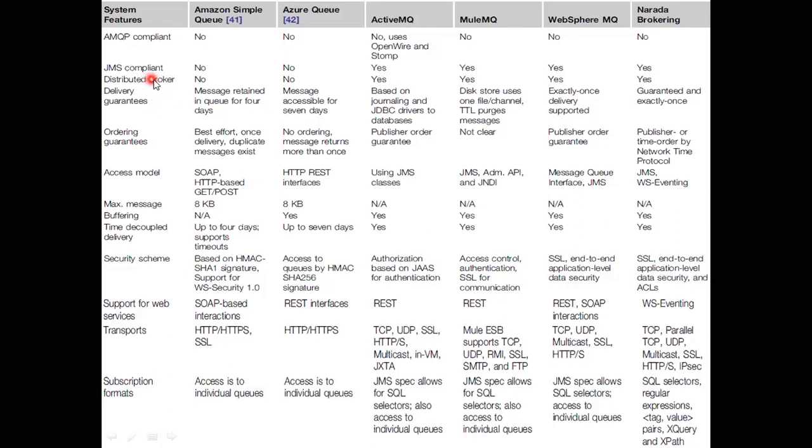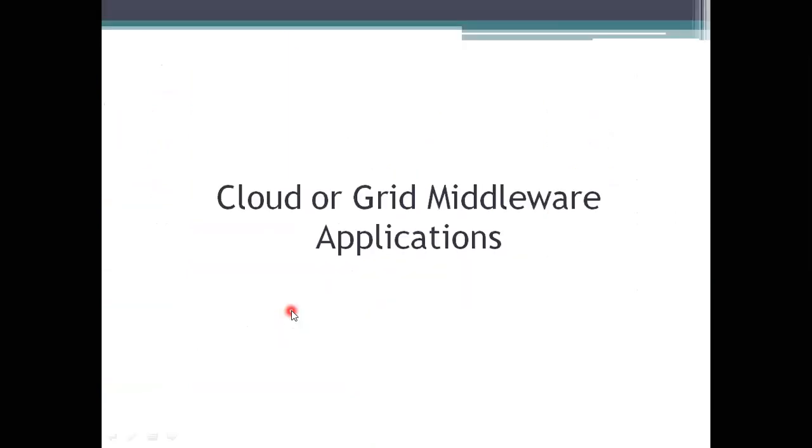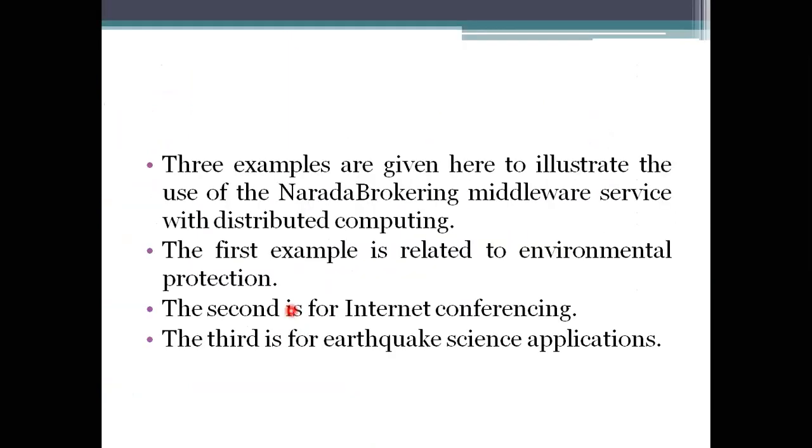So what is the complaint? The JMS compliant is distributed brokering, and what guarantees does it provide? Order is guaranteed, and the access models it uses, all these things will be specified. And coming to the examples here, we have three such examples which use NaradaBrokering. NaradaBrokering is a very important middleware service which has been used rapidly by many.